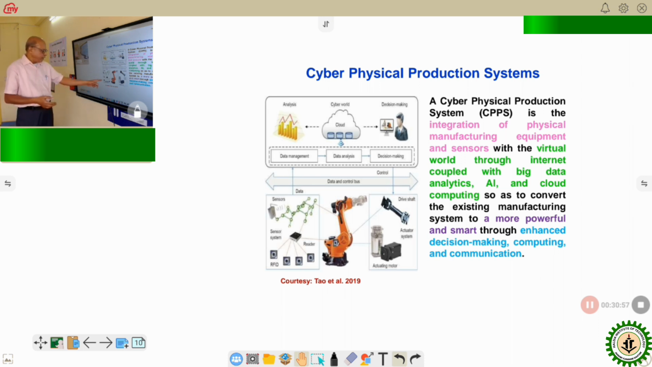So what we have is symbolically presented with a robot. Different types of sensors can be installed at suitable locations so that different parameters, different attributes, and operating variables can be monitored. And of course from the different joints and different drive systems, those data can be sent to the cyber world or the digital world through a data communication system.